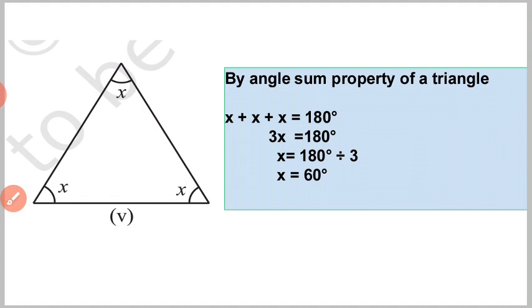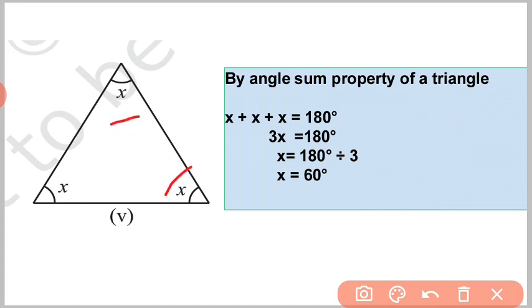Now let us take fifth part. We see here that no angle is mentioned, but we have been given 3 equal angles. So we can add these 3 angles and equate it to 180 degree. Sum of all the angles equal to 180 degree. So 3x is equal to 180 degree, and we can find the value of x by dividing 180 degree by 3, and we get 60 degree. So the measure of the angle is 60 degree, and the value of x is 60 degree.